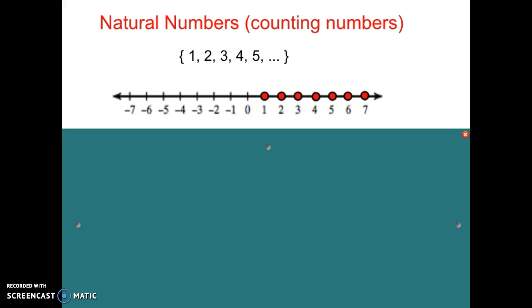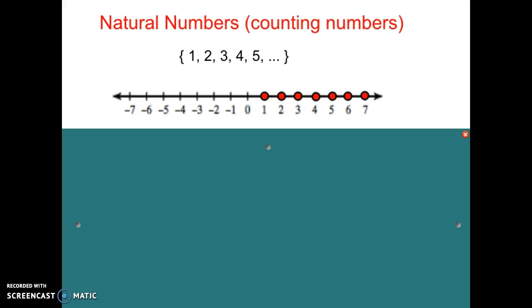Natural numbers are also referred to as counting numbers, basically because we start with 1, then we do 2, 3, 4, 5, and continue on forever to the right. These would be the single points plotted on a number line, starting at 1 and extending to the right forever.